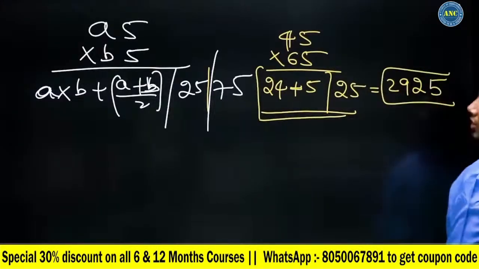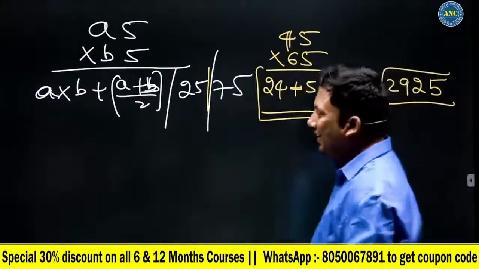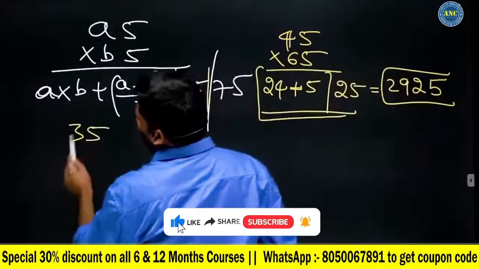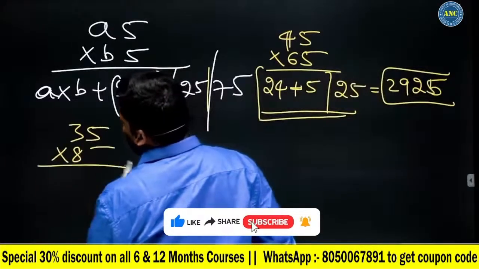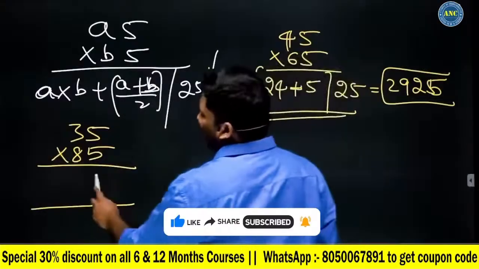Answer is 2925. A into B plus A plus B by 2. Idea clear? Suppose the question is 35 into 85. Even 5 into odd 5. What are the last two digits?